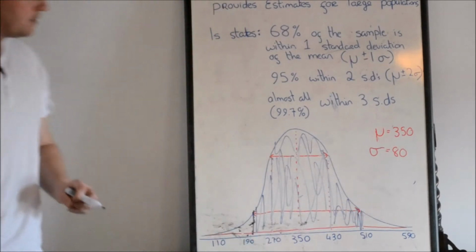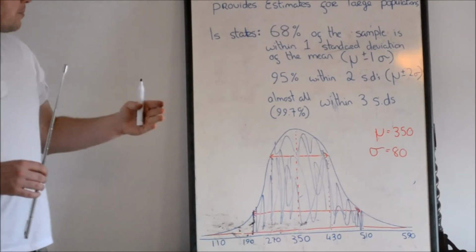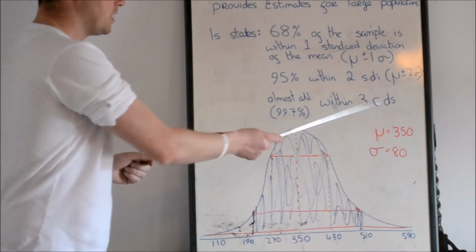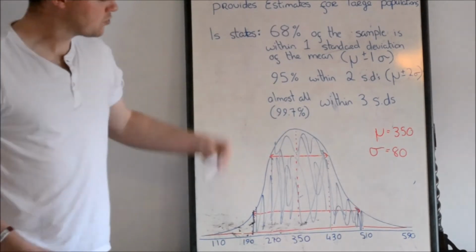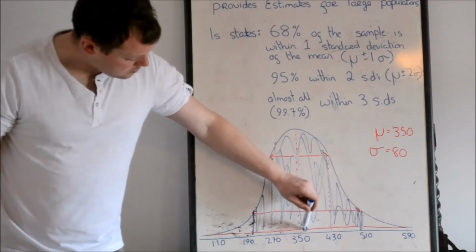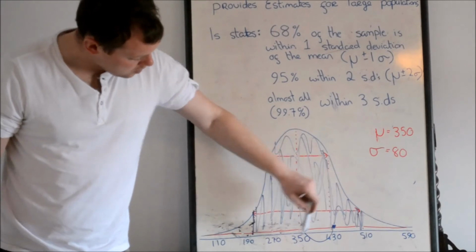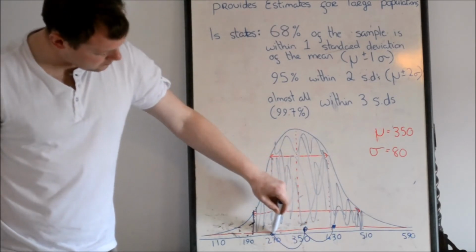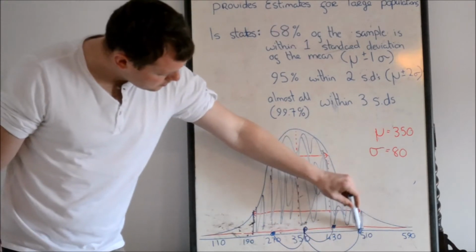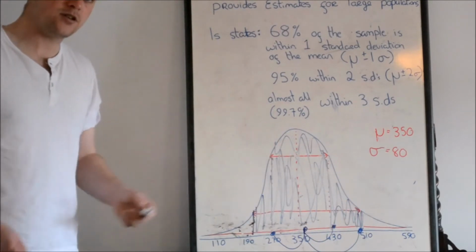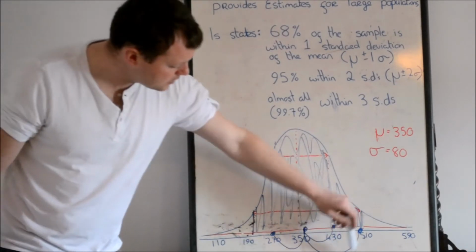and 510. Okay, the third step, if we went 3 standard deviations, we should be after getting nearly everybody. So let's go 3 standard deviations. Well, one standard deviation gets us up 80 to 430, or back the way gets us to 270. 2 standard deviations gets us up to 510, 80 and 80, 160, 160 added to 350 is 510.